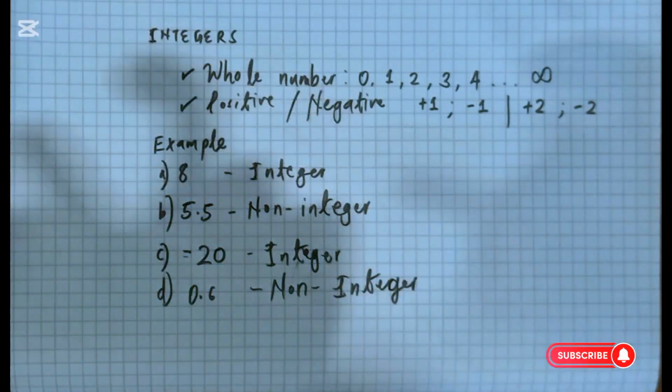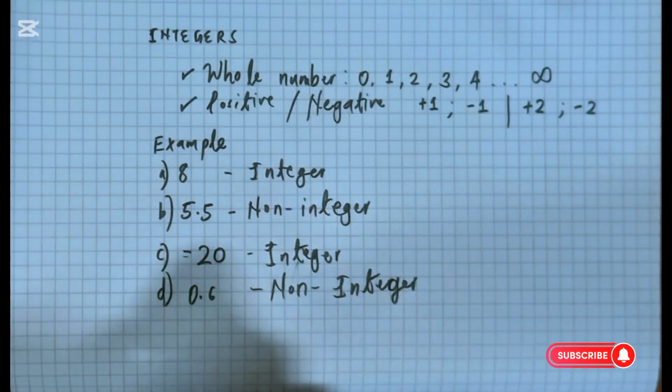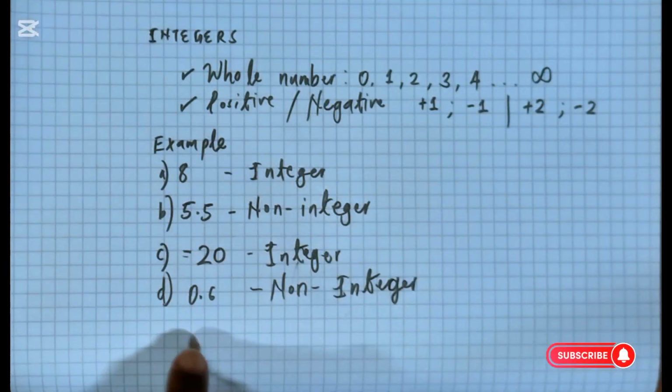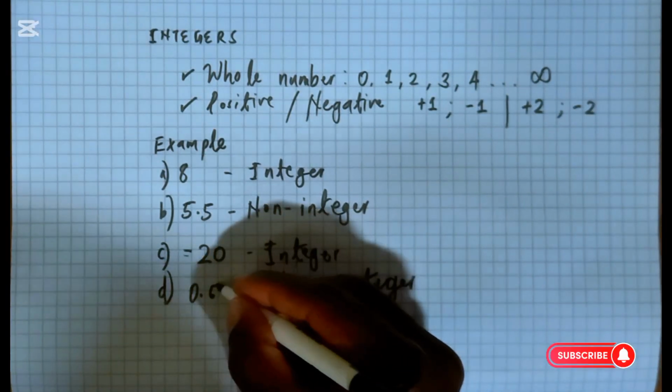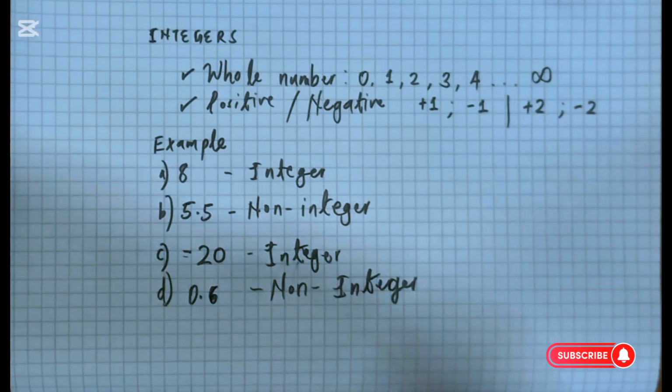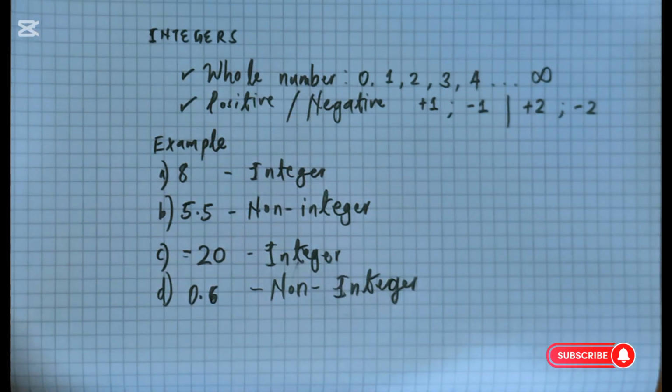However, if only it was zero alone, then we would have said that it was an integer. But because it has the decimal fraction part, that is 0.6, it does not qualify to be an integer, and so we classify it as a non-integer.